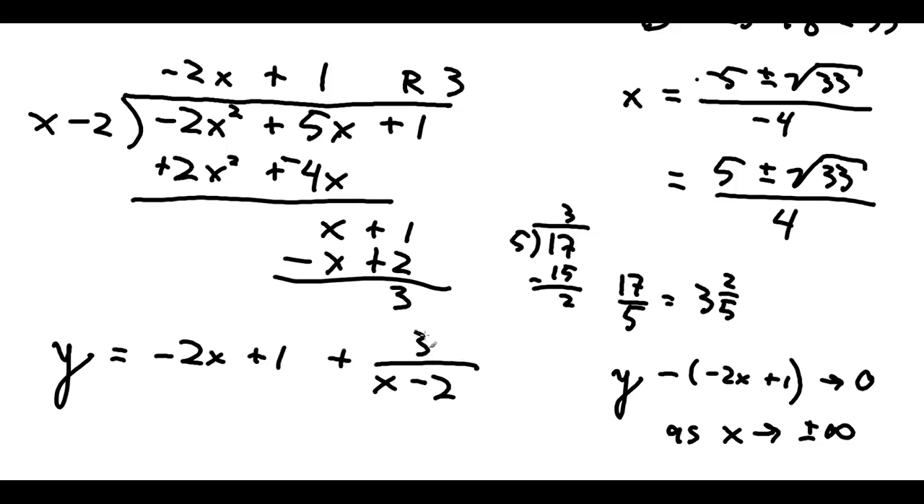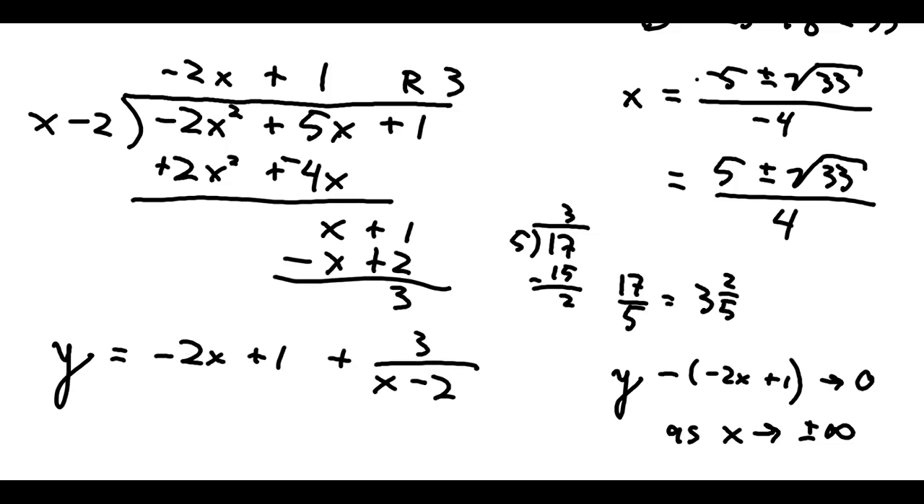Well, if we look at this, we can see the numerator here is not 0. It never equals 0. There are no variables there. There's no x value for which this is equal to 0. So we can tell that this function, while it gets very close to negative 2x plus 1, never actually crosses it.